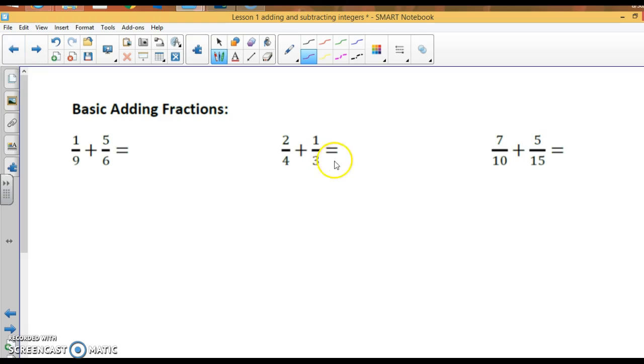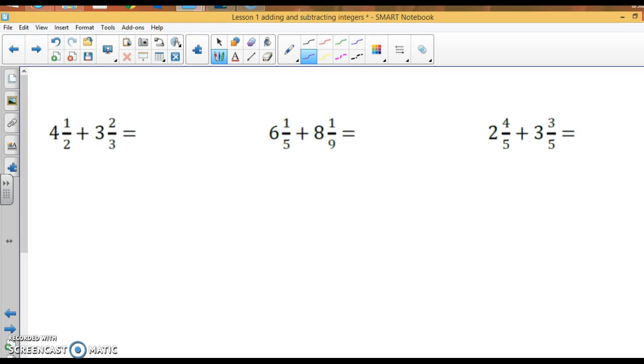Let's do this first one, 1/9 plus 5/6. Common denominator here will be 18, because 6 and 9 both go into 18. You want to find the least common multiple. So, I need to multiply this fraction by 2, because 9 times 2 is 18, so I'll get 2/18. And I need to multiply this fraction by 3, so I'll get 15/18. When I add, I get 17/18, and I'm done. That is a basic adding fraction.